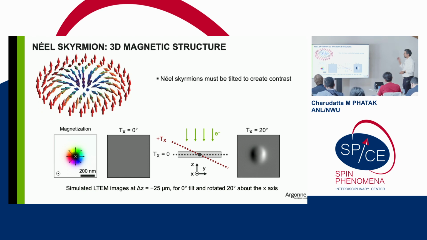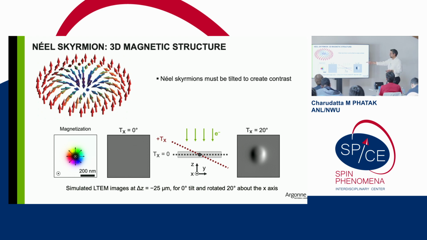So while we are doing this, this was kind of the cautionary tale about interpreting Lorentz TEM data. Just to give you a simple example of a Néel skyrmion, it has a 3D magnetic texture, and that's the image of what you would get when you do a μmax simulation. That looks nice. When we simulate the Lorentz TEM images under 0 tilt conditions, we do not see any contrast in the image, and that's because of the divergent or the convergent nature of the spin texture.